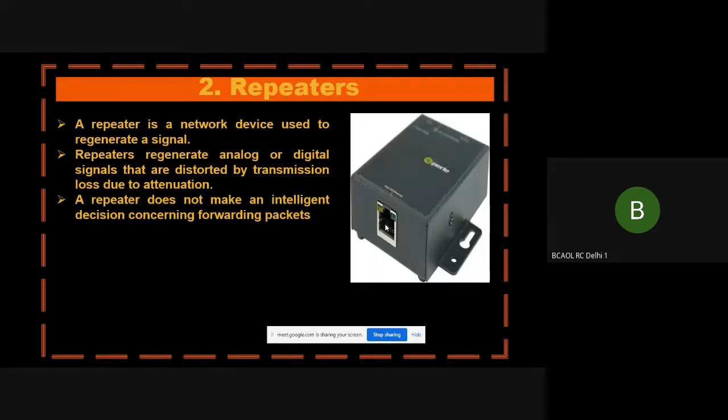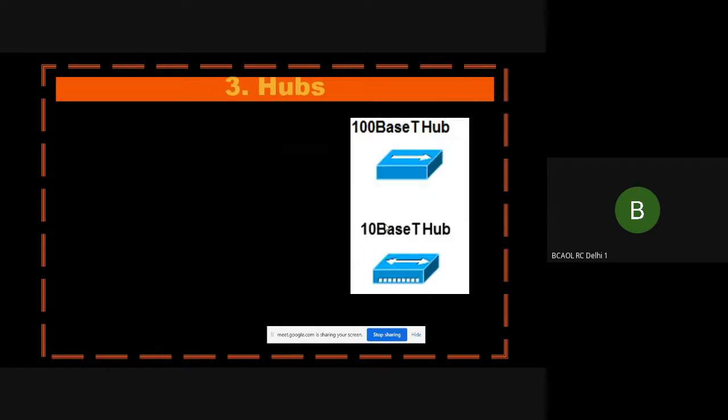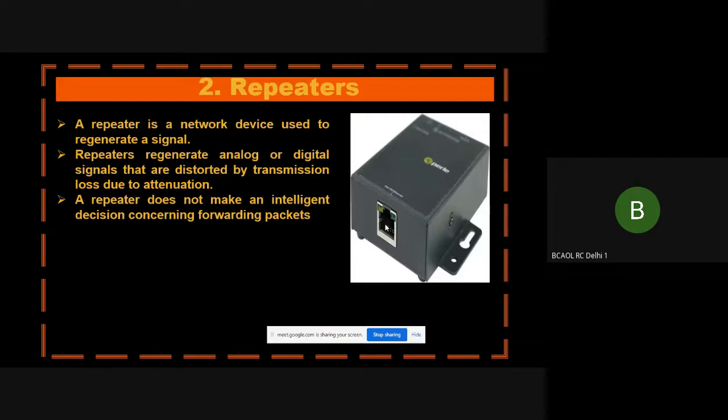A repeater does not make an intelligent decision concerning forwarding packets. Basically, repeaters are not like routers. They cannot decide where a packet will be going. Forwarding of packets is not the decision of a repeater. Do you understand? It's not an intelligent decision maker. So that is your repeater, which regenerates your signal.